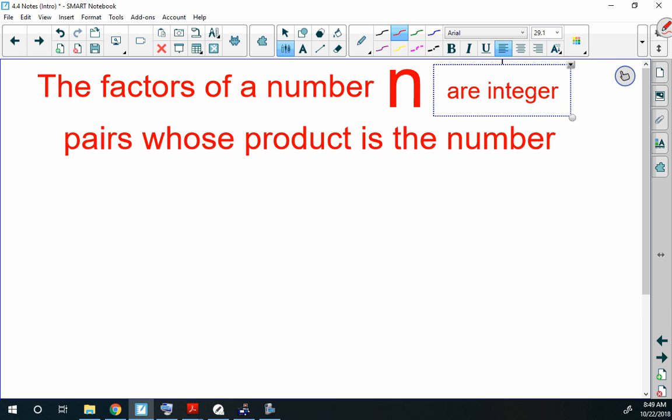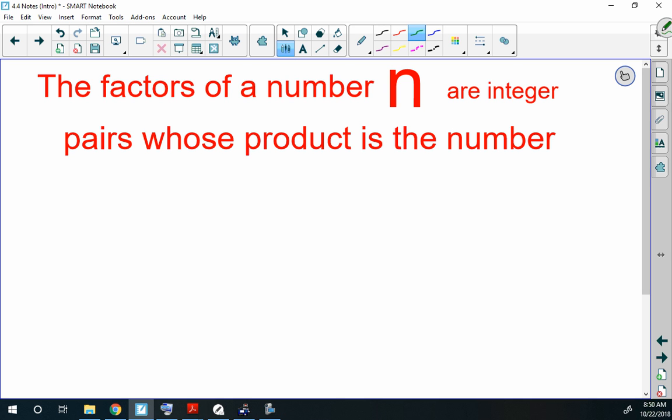There we go. So, real important definition. More important than the definition is that you can find the factors of a number. But the factors of a number n are integer pairs whose product is the number. Now, an example is worth 1,000 words, right? So let's look at an example. A specific example. Suppose n is 8. That's a number. We want all the integer pairs whose product is that number.